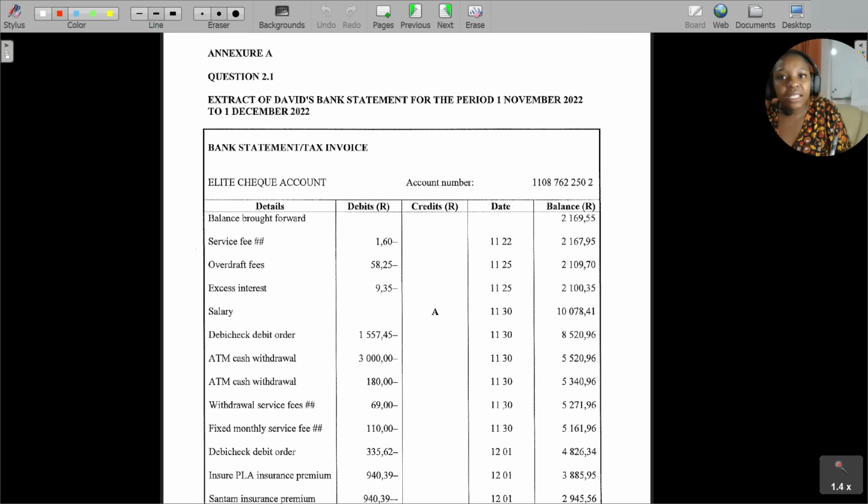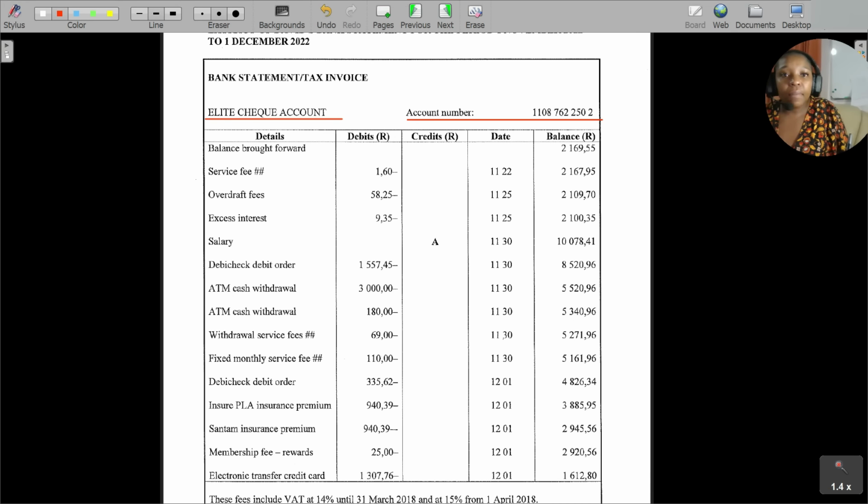So we can see this is an extract of David's bank statement for the period of 1st of November 2022 to 1st of December 2022. We are given the name of the account. It's an Elite Cheque Account. We are given David's account number. That is his account number. The amount that he has in his account, the balance brought forward in his account, is 2,169.55.